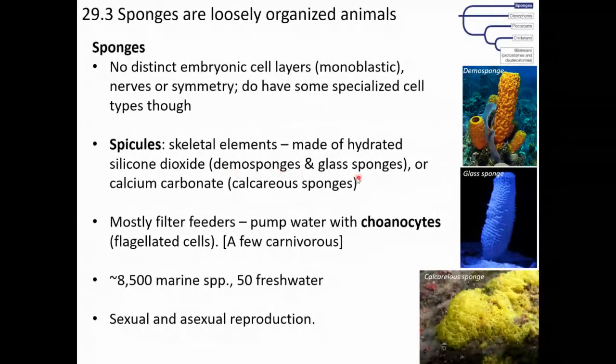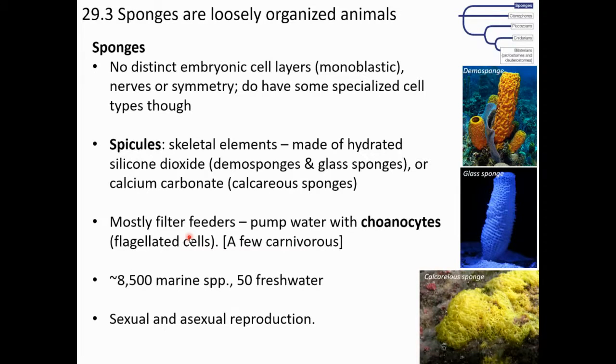In the demosponges and the glass sponges, they have hydrated silicon dioxide. When you look at a dried out skeleton of these glass sponges, it's very obvious to see. It's like a fiberglass network when you take away all the tissue layer. But there are also some that have calcium carbonate, so calcareous sponges, such as this one here. And they're mostly filter feeders.